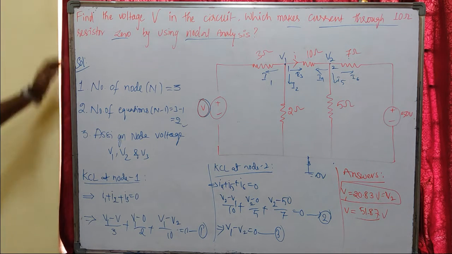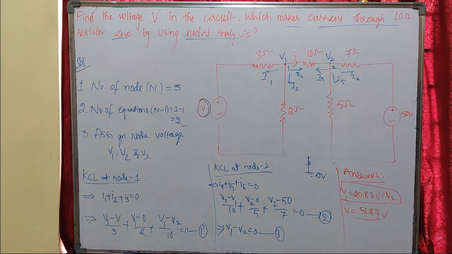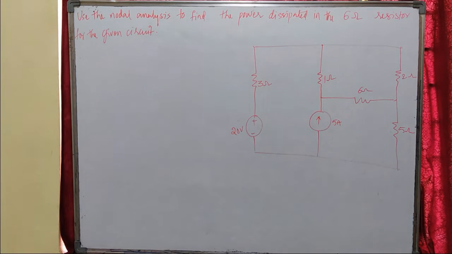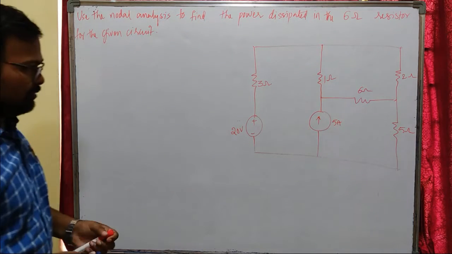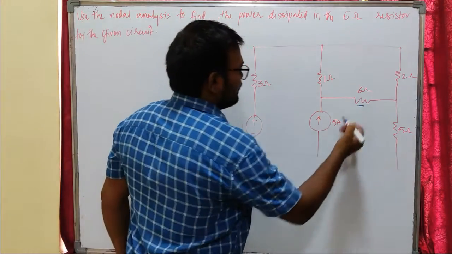So let us take another problem. Till now we didn't perform any power calculations, so let us perform one question. Here we have a problem. Use nodal analysis to find the power dissipated in the 6 ohm resistor for the given circuit. So we need to find the power dissipation in this 6 ohm resistor.